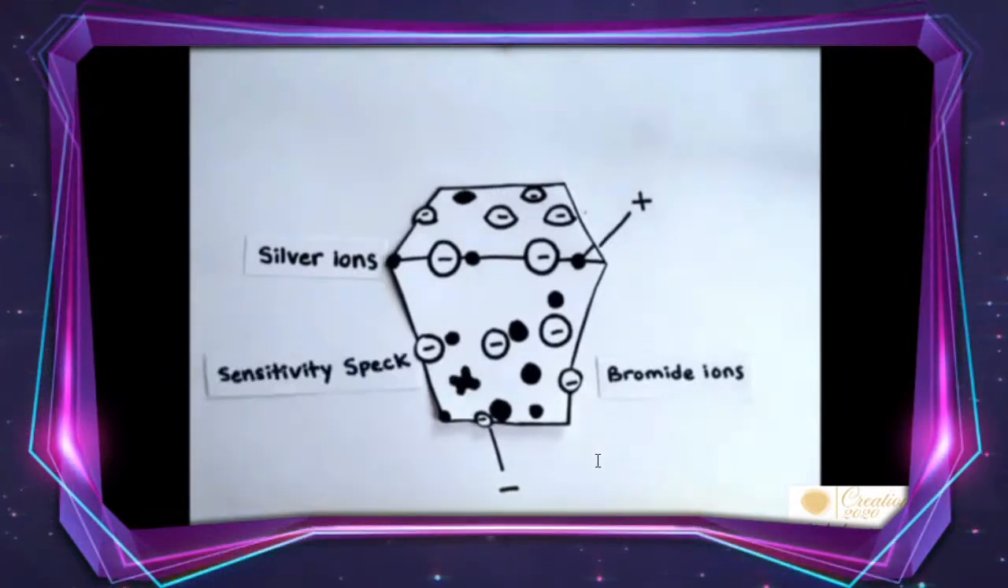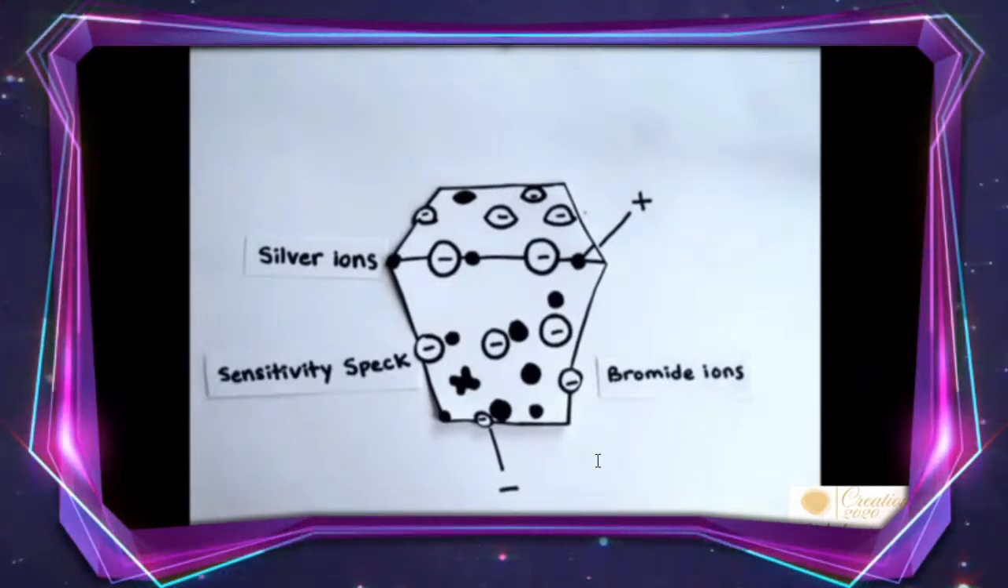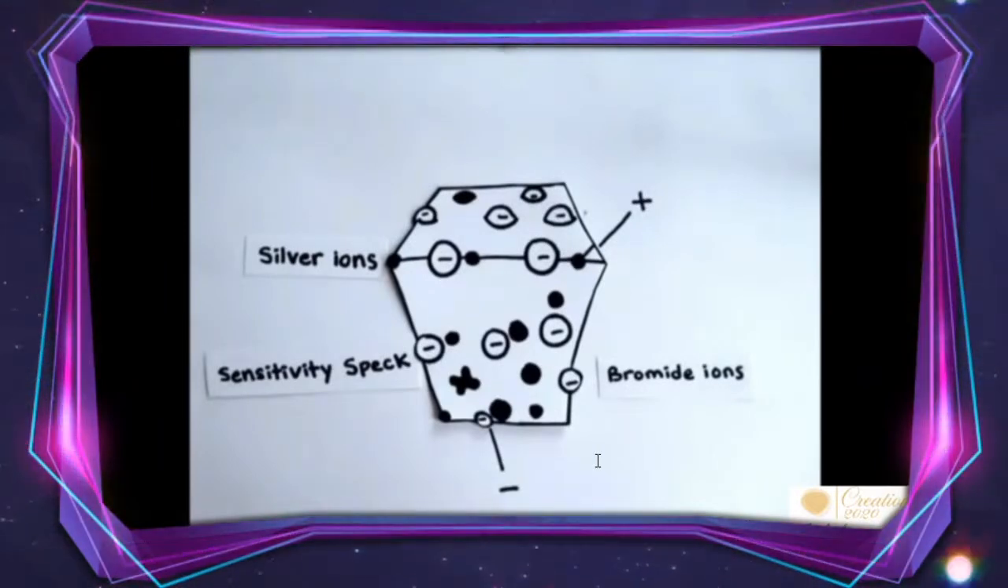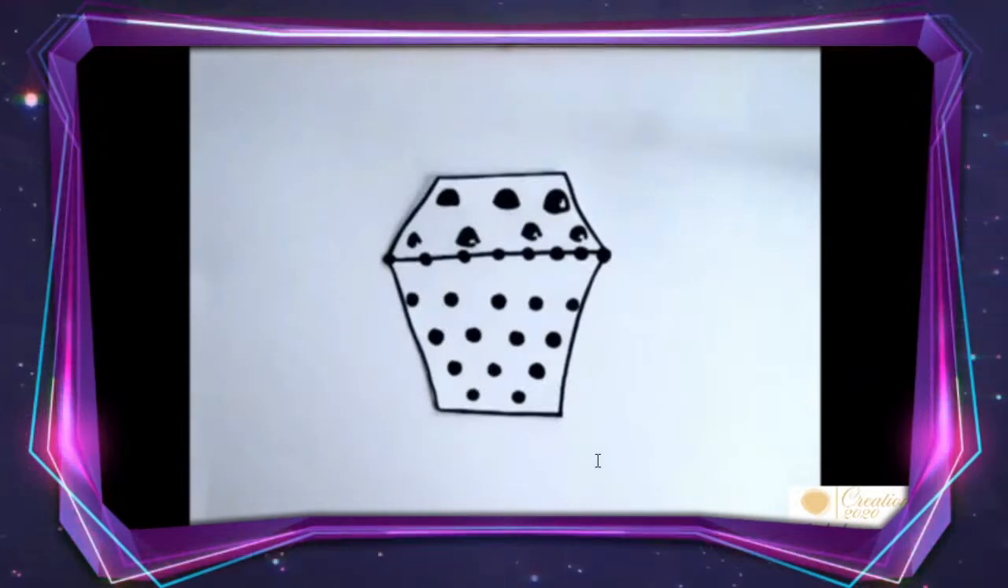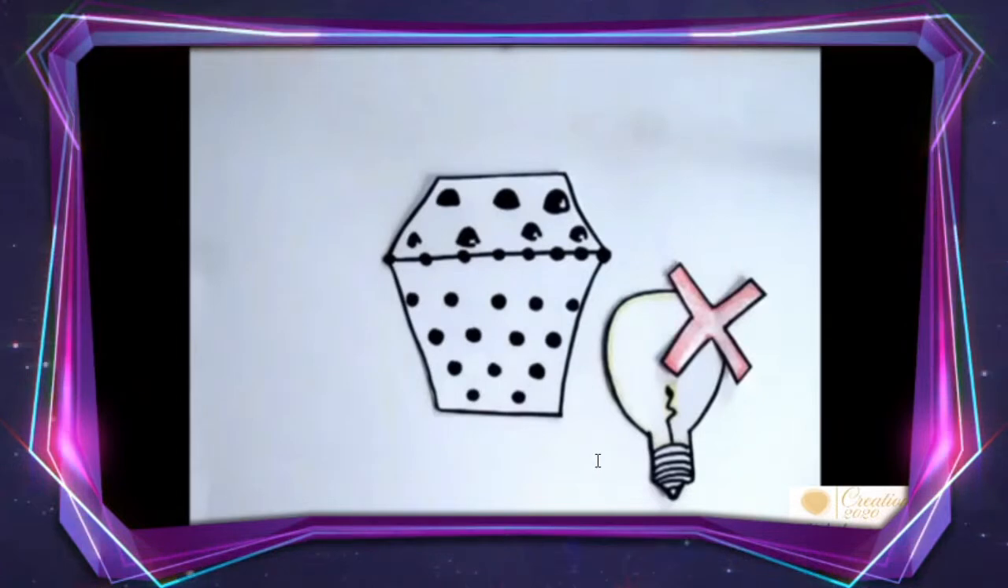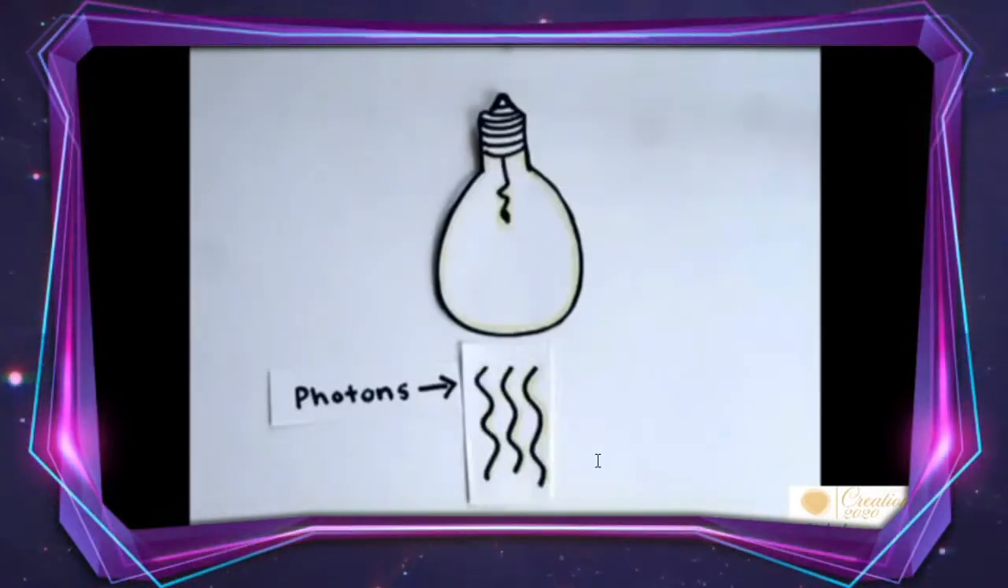In addition to these 2 ions, there are sensitivity specks on the crystal. These irregularly shaped objects or imperfections are central to the image formation process. If a crystal was a perfect structure lacking any irregularities, it would not react to light.